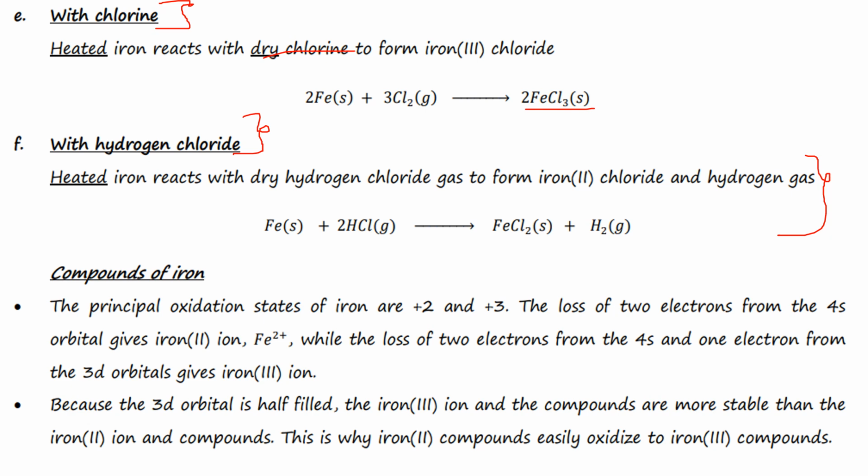So we're going to say that heated iron reacts with dry hydrogen chloride gas, forming iron 2 chloride together with hydrogen gas. So the equation is as follows: iron reacting with hydrogen chloride to form iron 2 chloride together with hydrogen gas. We form iron 2 chloride because hydrogen chloride is a non-oxidizing gas. But when you heat iron directly with chlorine, we form iron 3 chloride because chlorine gas is an oxidizing gas. So it oxidizes iron to the oxidation state of +3. But hydrogen chloride, since it's a non-oxidizing gas, oxidizes iron only to iron 2 chloride.